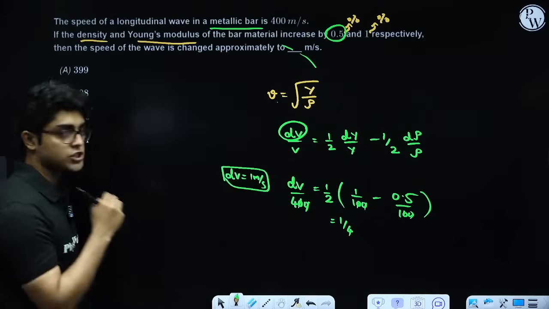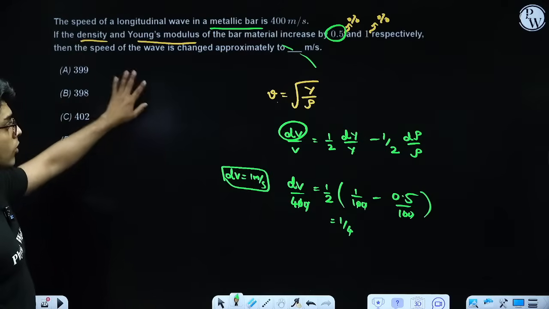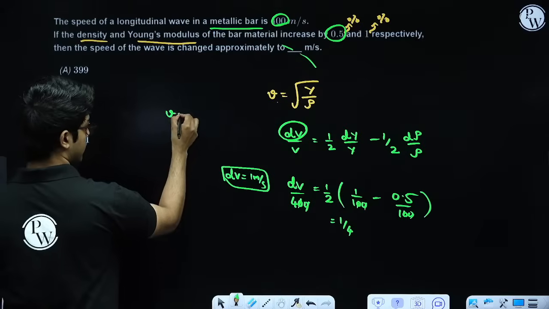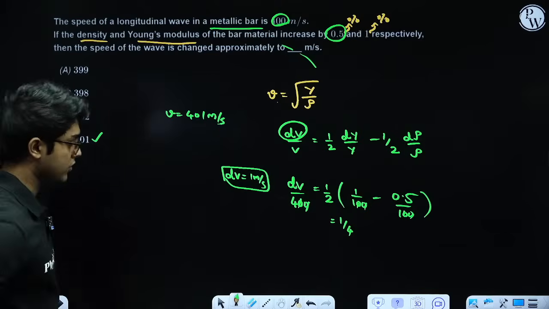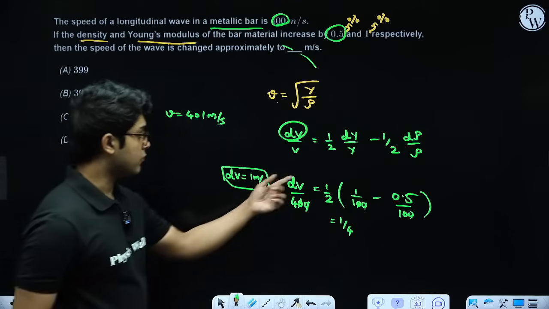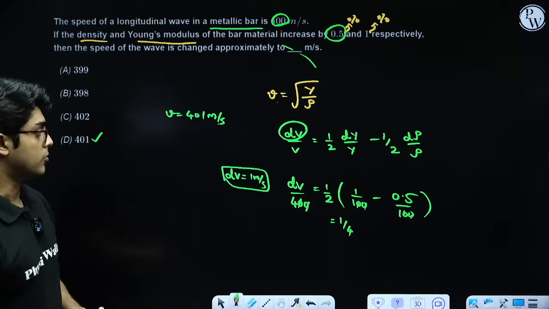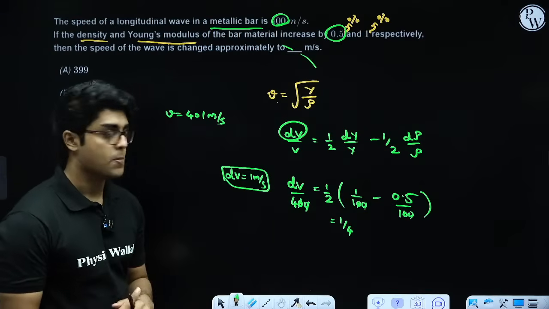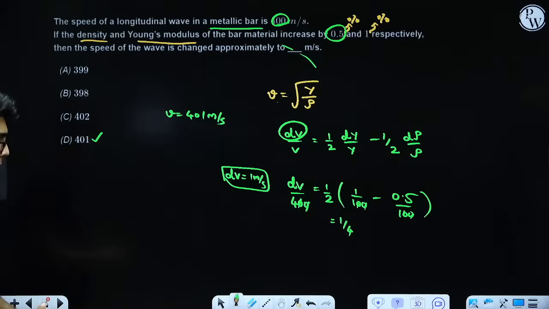So this is the small change in the velocity. If dV is plus 1, that means the speed increased by 1 meter per second. The original speed was 400, the change is 1, so the new speed will be approximately 401 meters per second. So that is option D. The reason for using this formula is because the percentage change was small. If it was large, then we cannot use this formula, right? dV is a very small change. Similarly, dY and d rho are all small quantities. So yeah, that is it for this question.